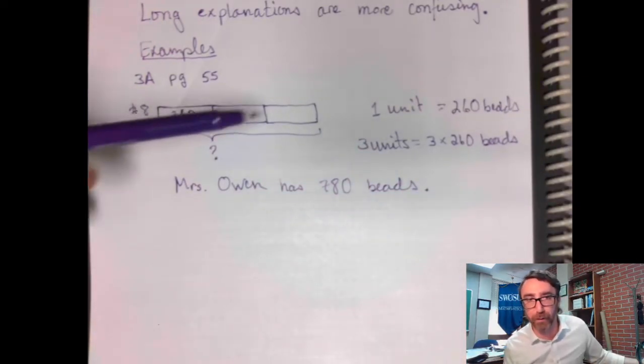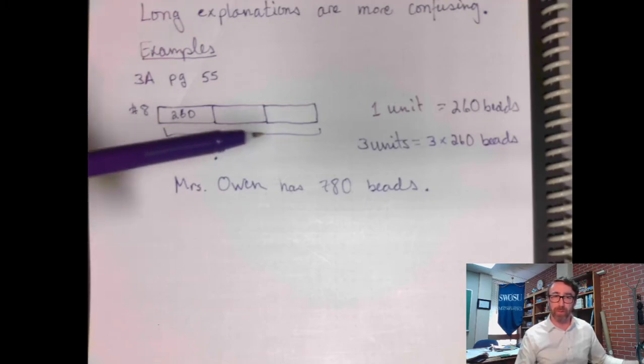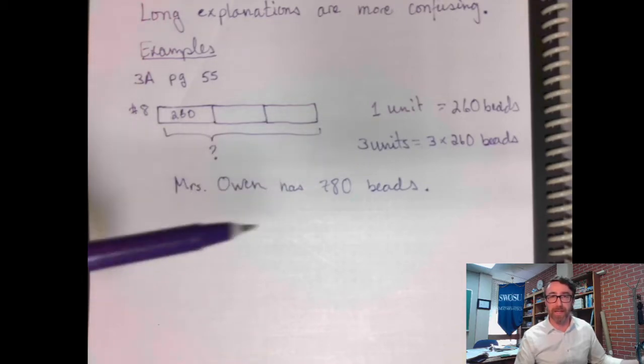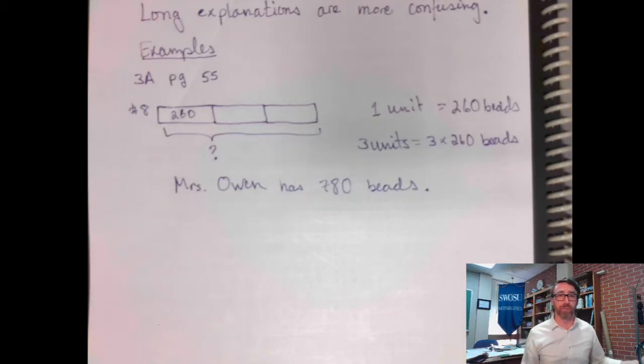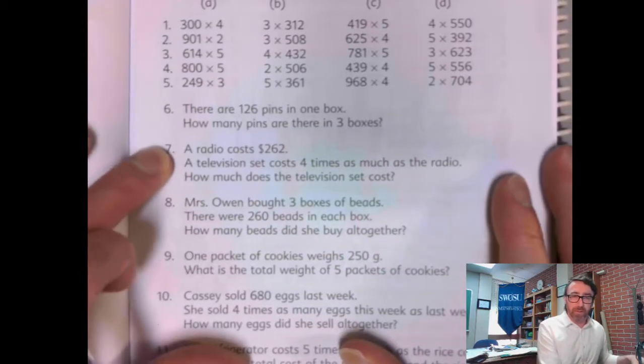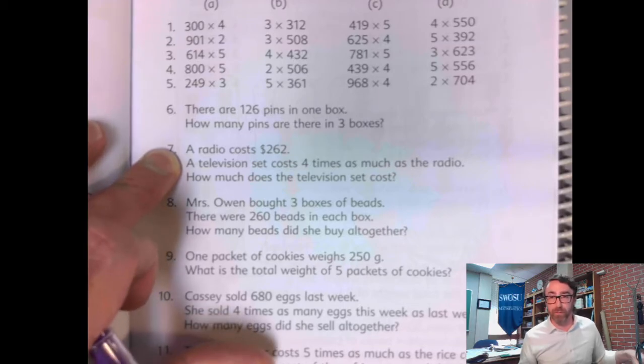So, very clear teacher solution. We have a bar diagram giving a visual representation of what's going on. Each of the bars represents 1 box of beads. We know there's 260 in each bar, so we have 3 times that in the total of all 3 bars. I did say that I wanted to do number 7 here as well. This is a little trickier, but still not so bad. Remember, this is still a 3rd grade level problem.